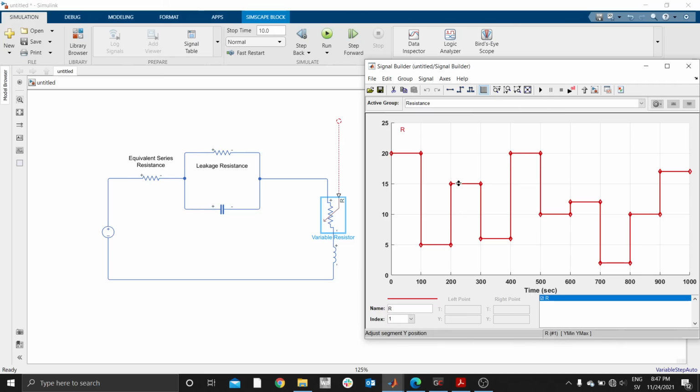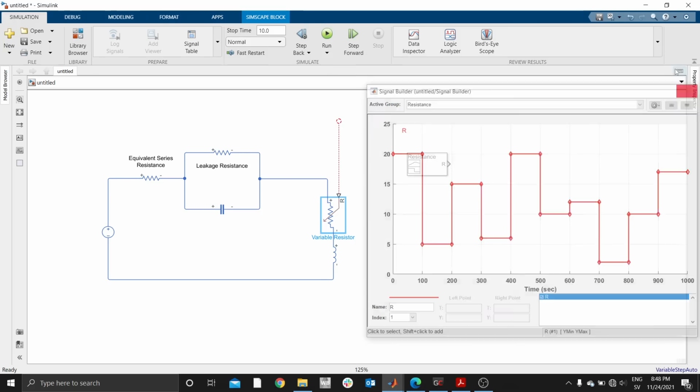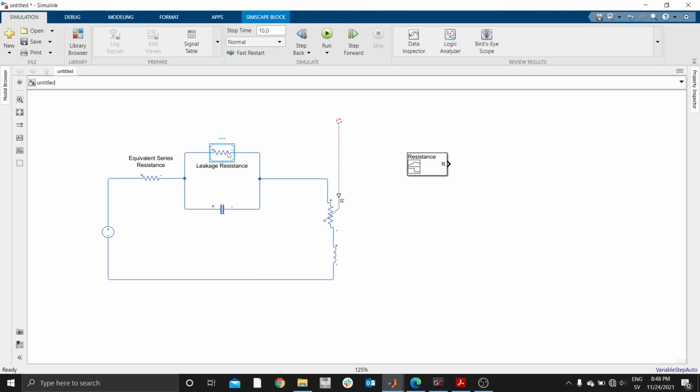Then goes to 15, goes to about 7, goes back to 20, 10. You can see it is not a constant. That is the reason why it's called a variable resistor. If the 20 is a constant, it becomes like this. This is a constant resistor, but this one varies. You have to vary it. Therefore, I will attach this one.